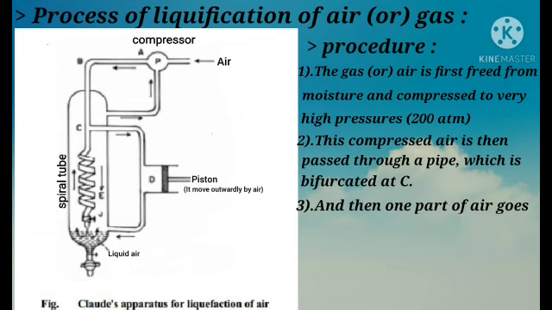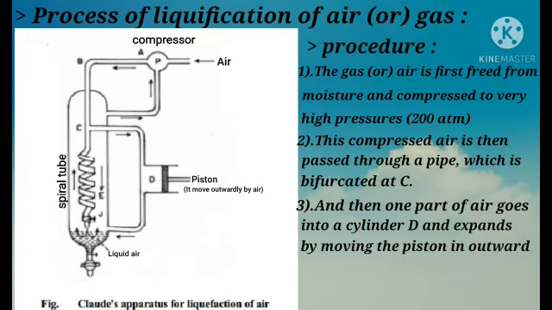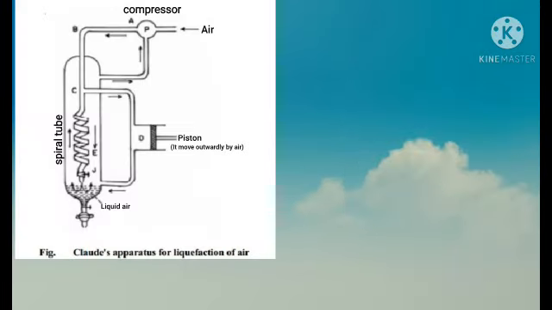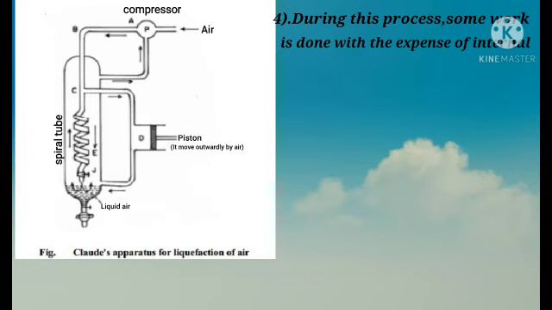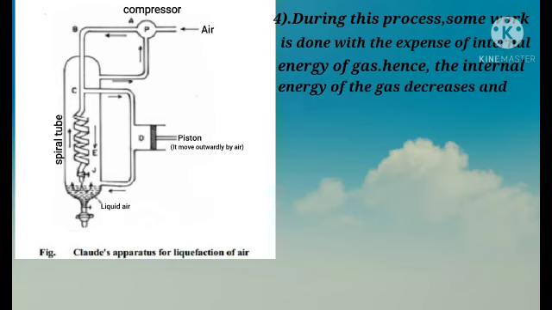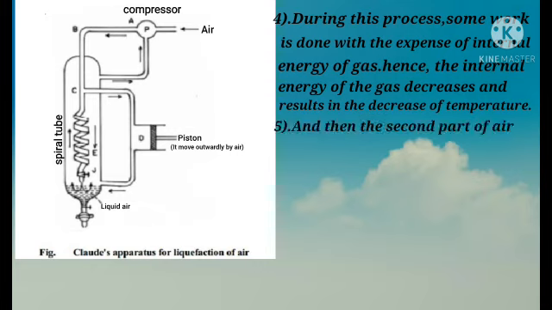Then one part of air goes in a cylinder D and expands by moving the piston in outward direction. During this process, some work is done with the expense of internal energy of gas, hence the internal energy of gas decreases and results in the decrease of temperature. And then the second part of air goes through the spiral tube.